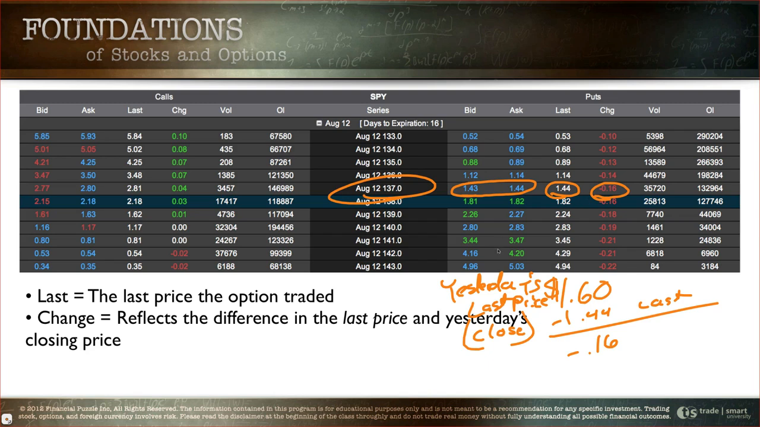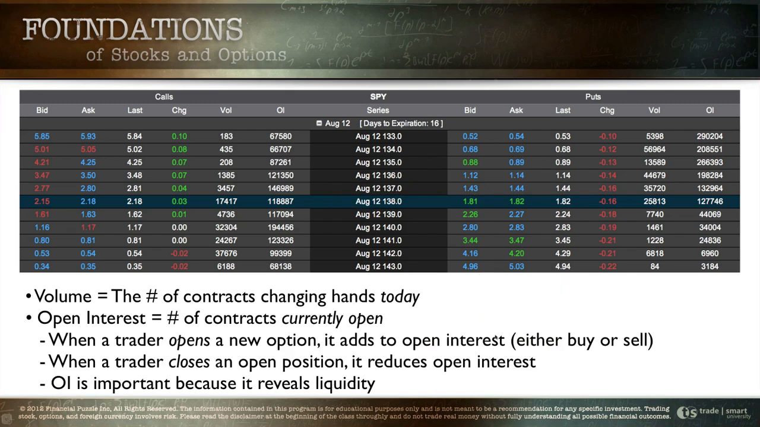Okay? Now, the next column in here is the volume. Volume is simply put the number of contracts that have traded today. It's just the amount that traded. Okay, so if you look on here, you can see that the 137 had 3,457 that traded. The 138 had 17,417. One of these was more active. The 139 had 4,736. But look here, the 140, wow, 32,000.